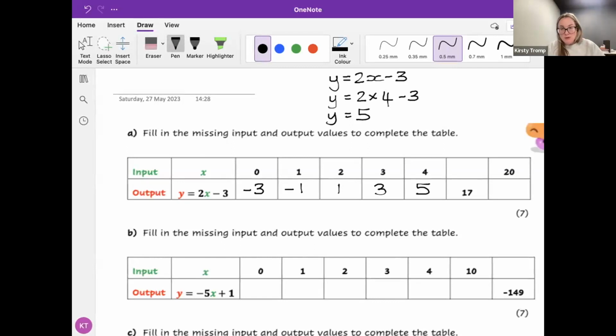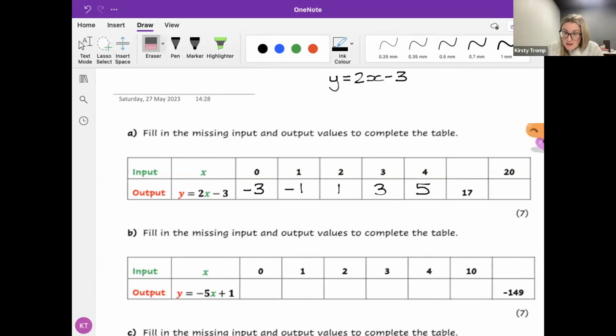All right, so that didn't seem so bad, filling in the first 5 numbers here. Now what have they done? They've changed a little bit. They're saying, keep your equation. Your equation is still going to be the same: y is equal to 2x minus 3. But instead of giving me the input value, now what have they given me? They've given me the output value.